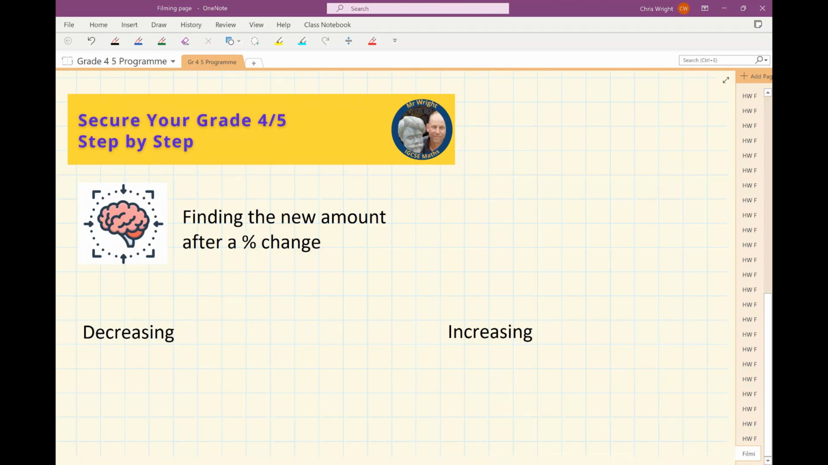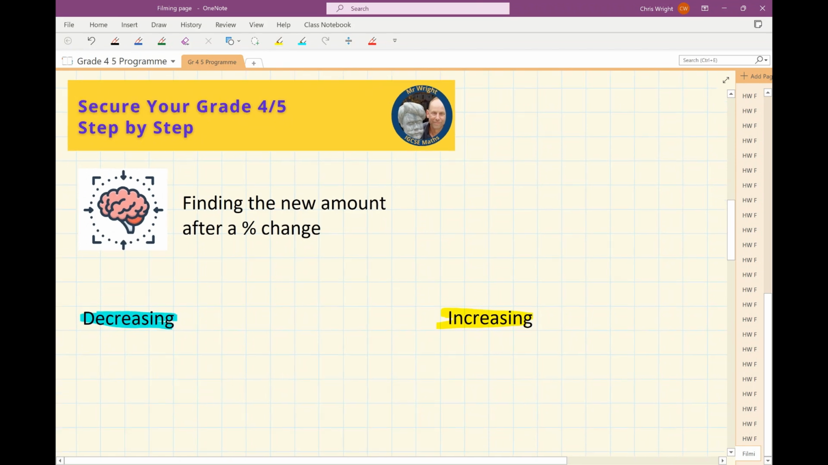In this film we're going to understand how to find the new amount after a percentage change. Now, percentage changes are either going to be decreases or they're going to be increases. Let's have a look at each of those. For each of these, there is a two-step method and a one-step method. You would do really well to get your head around the one-step method because that makes the other things that you need to do with percentages much easier.